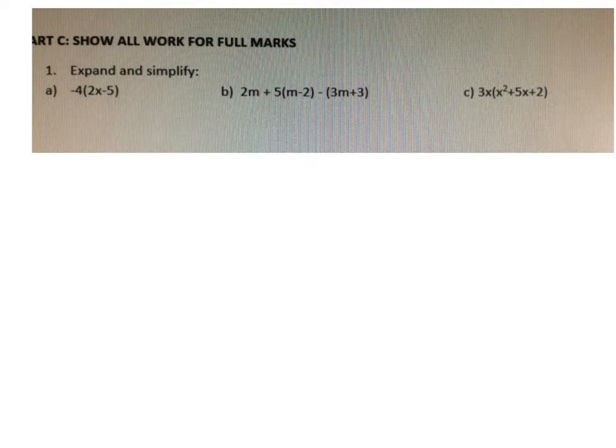So for the first question, for 1a, we have negative 4 times 2x minus 5, and that's a rainbow. So we're going to distribute the minus 4 into our bracket and make the rainbow, which means that we're going to multiply negative 4 times 2x, which is negative 8x, and then we're going to multiply negative 4 times negative 5, which is positive 20. Now these terms are not like terms. You can't add them together, so our answer is going to be in the form of a binomial, and we can't simplify it any further than that.